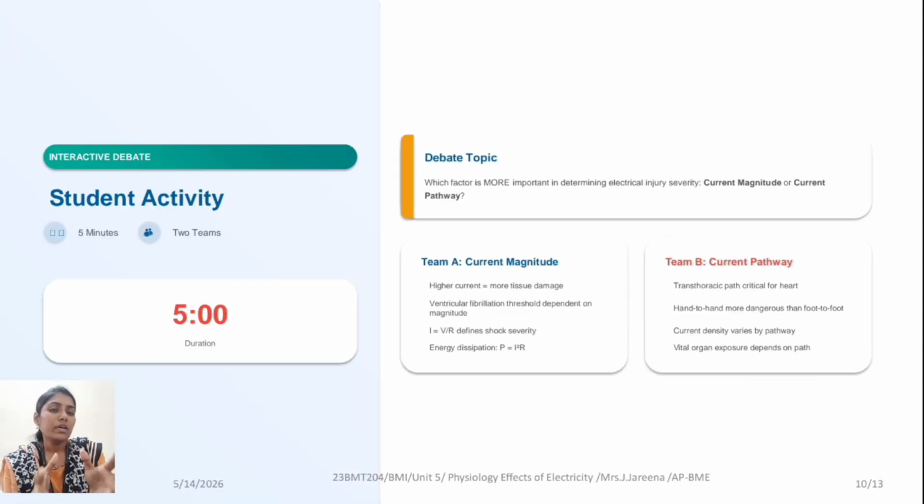So this is the small student activity that I have put here. It is a kind of debate topic: which parameter is very important and why? For example, current magnitude or current pathway. Team A will debate on current magnitude, and team B will debate on current pathway. It will be interesting to have this debate topic in the class.